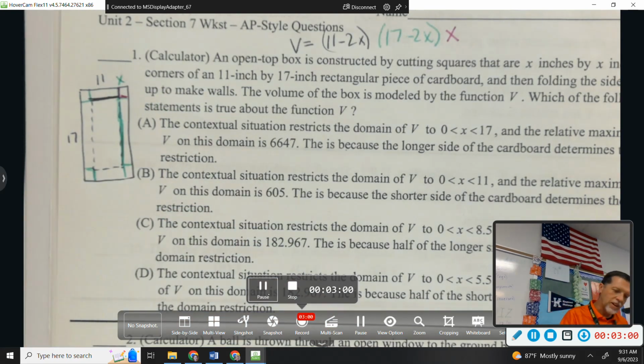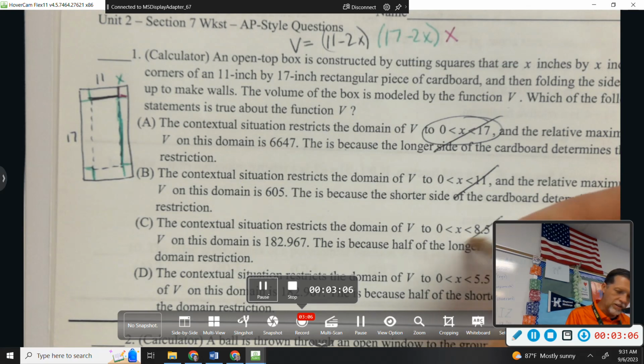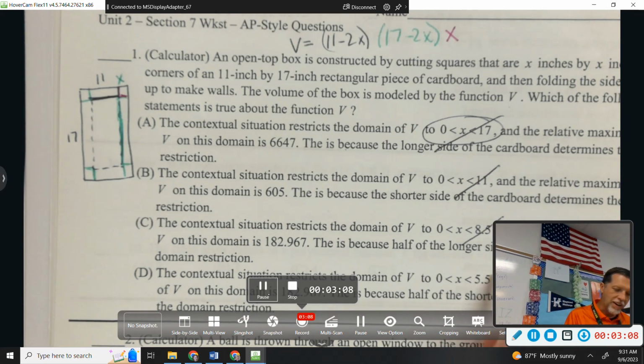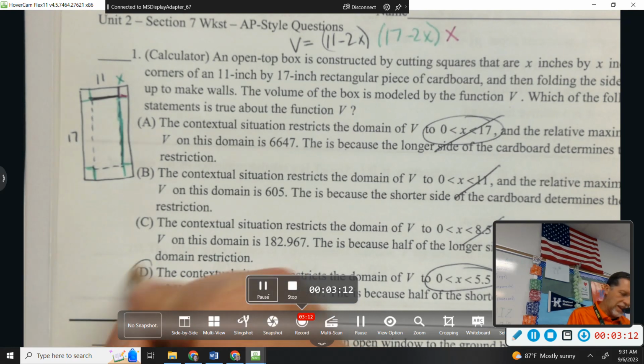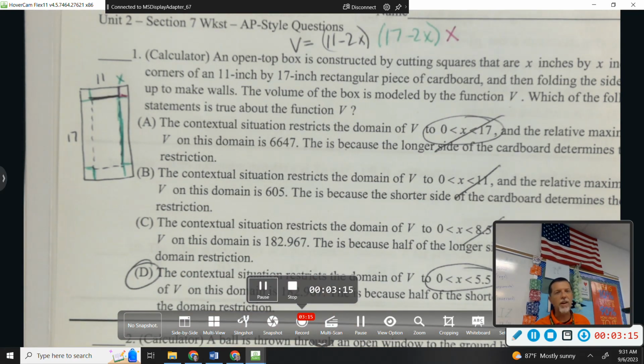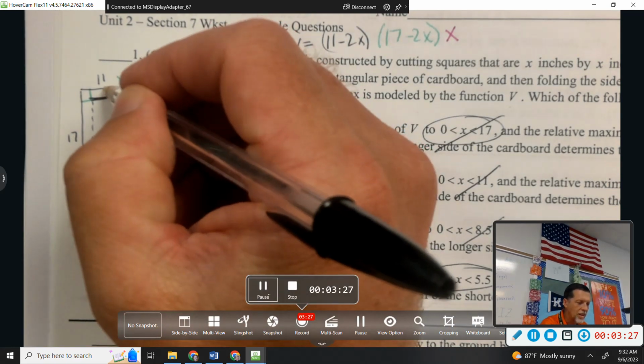So no, not 0 to 17. That would not work. Not 0 to 11. Not 0 to 8.5. 0 to 5.5. So I don't even need to read the rest of this thing. I'm restricted to 0 to 5.5. Because if I cut any more than that, that doesn't even make sense. 5.5 is the biggest x could be, because that would get me all the way to the middle.